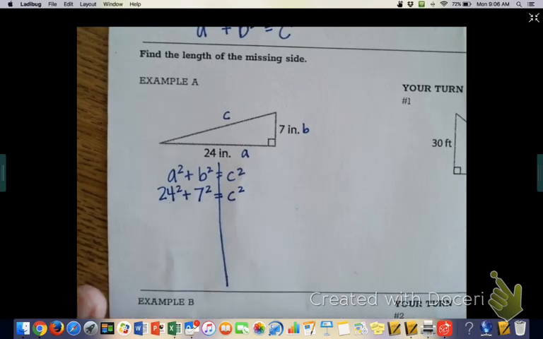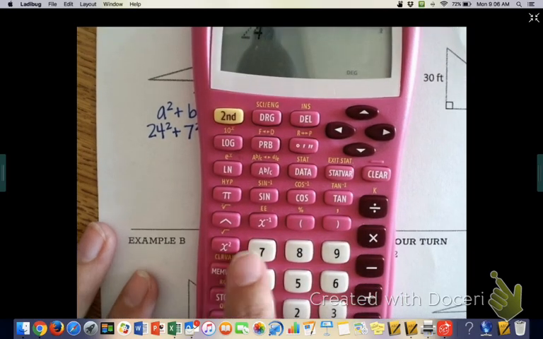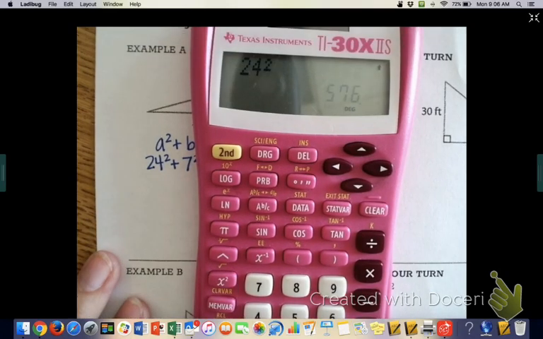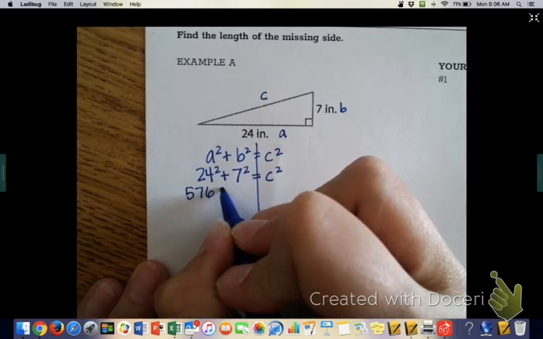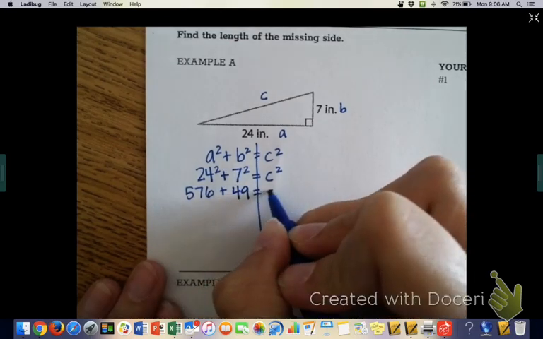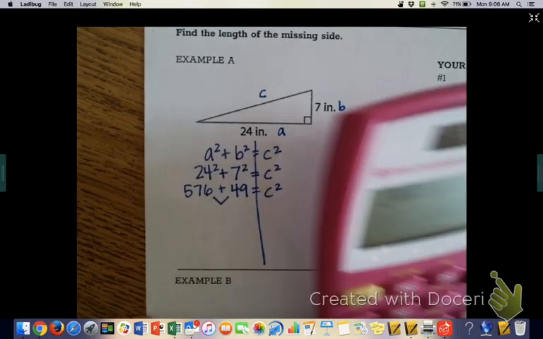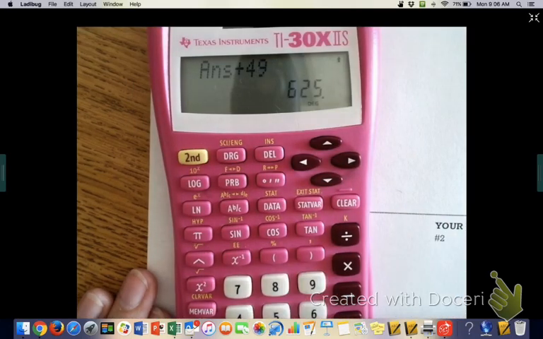Okay, I'm going to take my calculator, and 24 squared. You can just push that little fancy squared button to the left of the 7, and it'll square it for you. Or you can push 24 times 24, because that's what squaring it is. And that is 576, plus 7 squared. I hope you already know that's 49. Okay, so we're just solving an equation. Add these two together, 576 plus 49, and that equals 625.